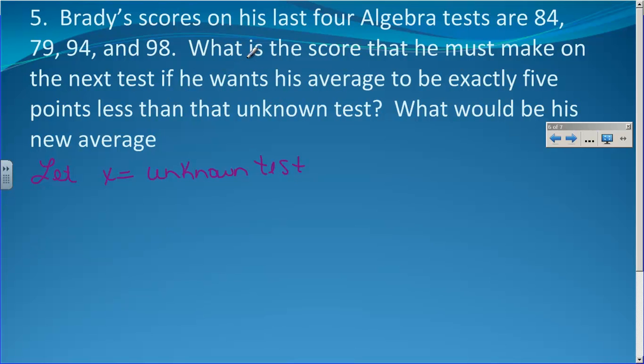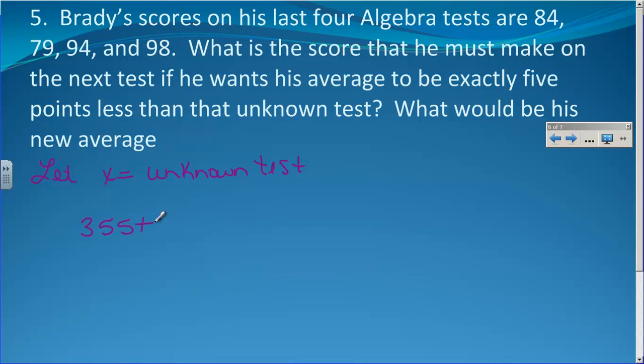If you think about what you know about averages, to find an average, you add up all the numbers and then divide by how many there are. Since I know I'm going to have to add to find the average, the first thing I'm going to do is add up those 4 tests: 84 plus 79 plus 94 plus 98. So far, he has 355 points accumulated in tests. I got that by adding those 4 numbers.